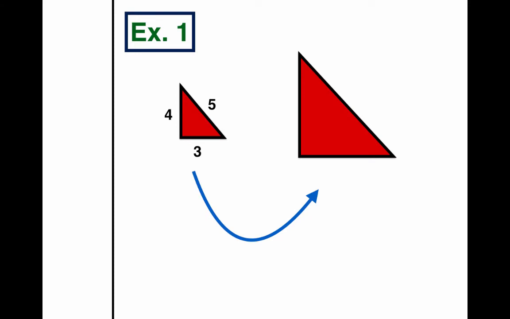Now we're going to take those numbers and enlarge them by a scale factor. What did we enlarge by? Well, for this example, we're going to times it by 4. We're going to make this triangle 4 times bigger. That means every side has to get 4 times bigger. So the 3 has to be 4 times 3 is 12, 4 times 4 is 16, and 4 times 5 is 20. So we get a 12, 16, and 20 triangle. That is a scale factor that is 4 times bigger.